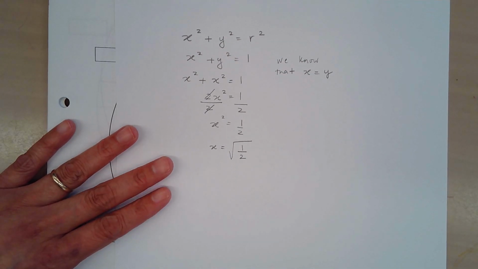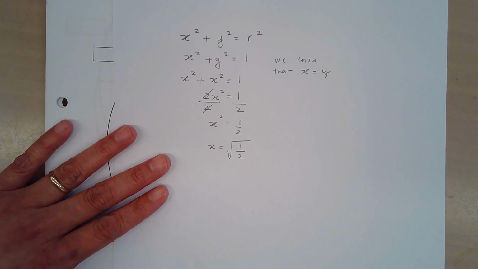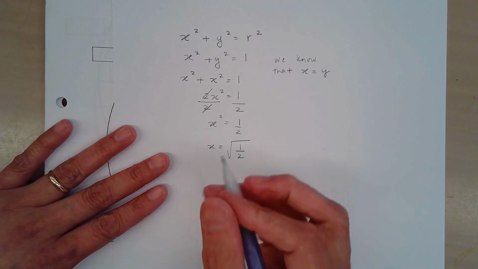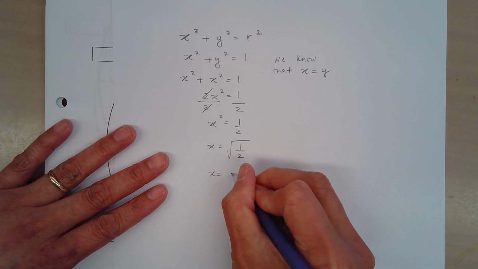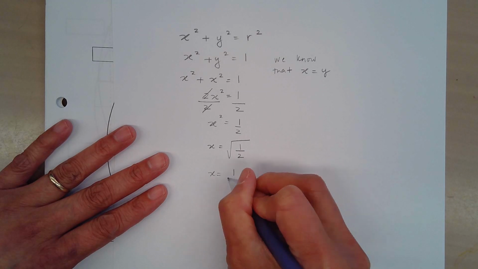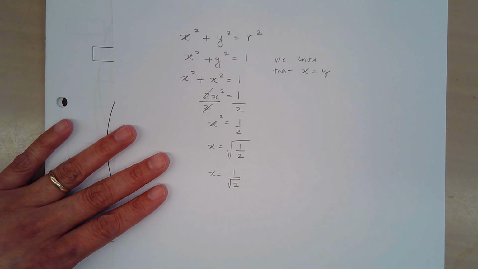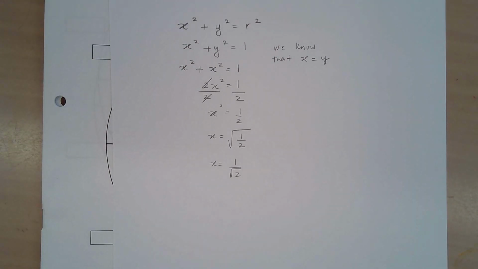Well, we're not going to leave it like that. Remember, we want an exact value. So it's going to be the square root of 1 is 1, and the square root of 2 is root 2. So x is equal to 1 divided by root 2.